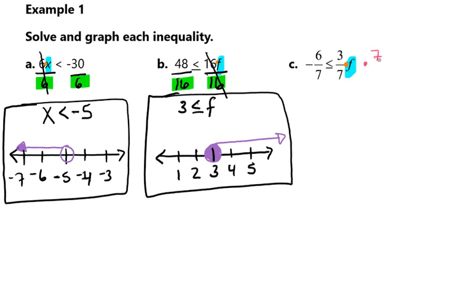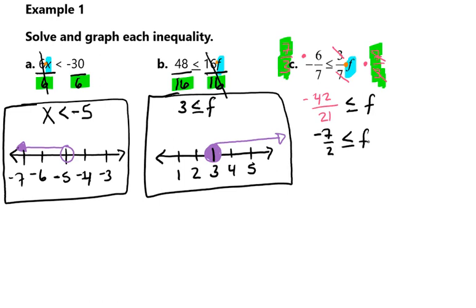So we can multiply both sides by 7 over 3, and that will cross out our 3's and cross out our 7's. Then on the top, we will have negative 42 over 21, and then because our 7/3 was positive, our symbol is going to stay a less than or equal to f. Then we just need to reduce our fraction. And we can reduce negative 42 over 21 to negative 7/2. So less than or equal to f.